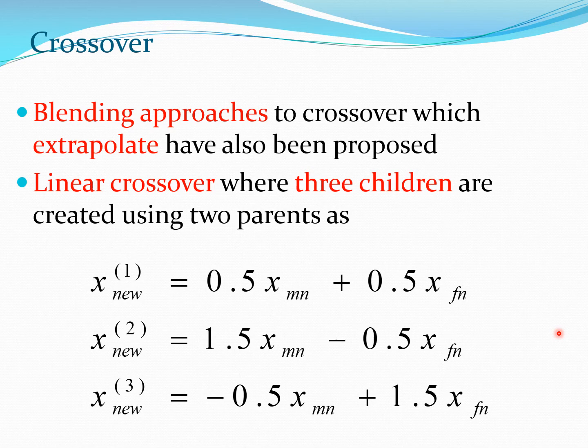So there are some ways to create children which are extrapolated into the design space, and one of the methods is known as linear crossing, where you can create three children using two parents. So here you can see these three children are created, which are denoted by x nu 1, 2 and 3. And so here you use 0.5 in one case, you use 1.5 minus 0.5 in another case, and minus 0.5 and 1.5 in one more case as the weighting constants to create these particular new variables in terms of children.